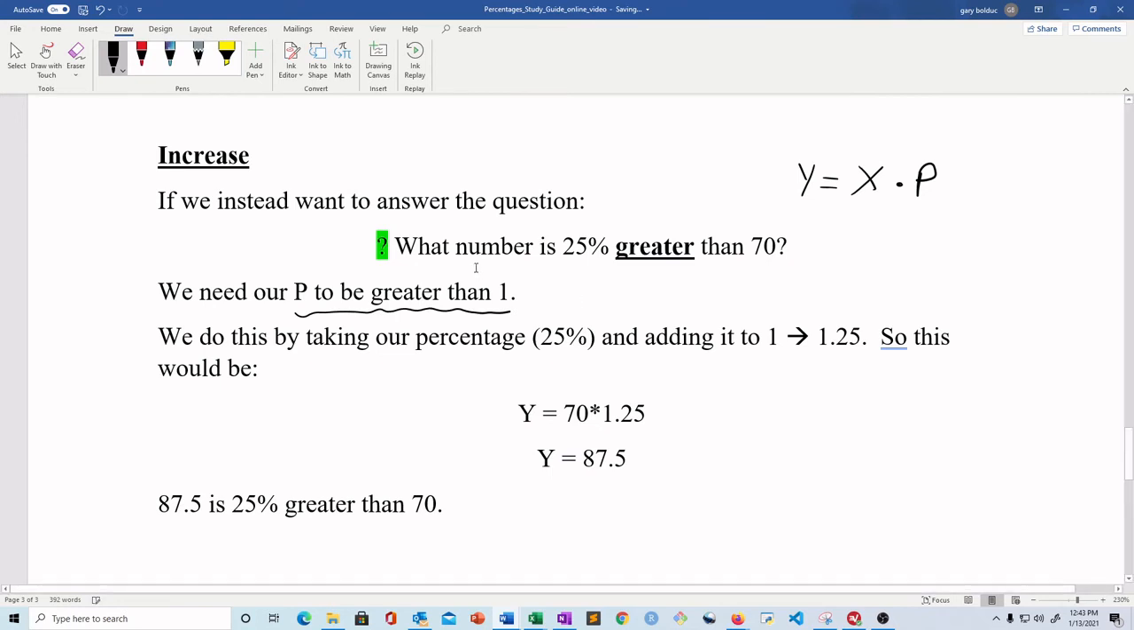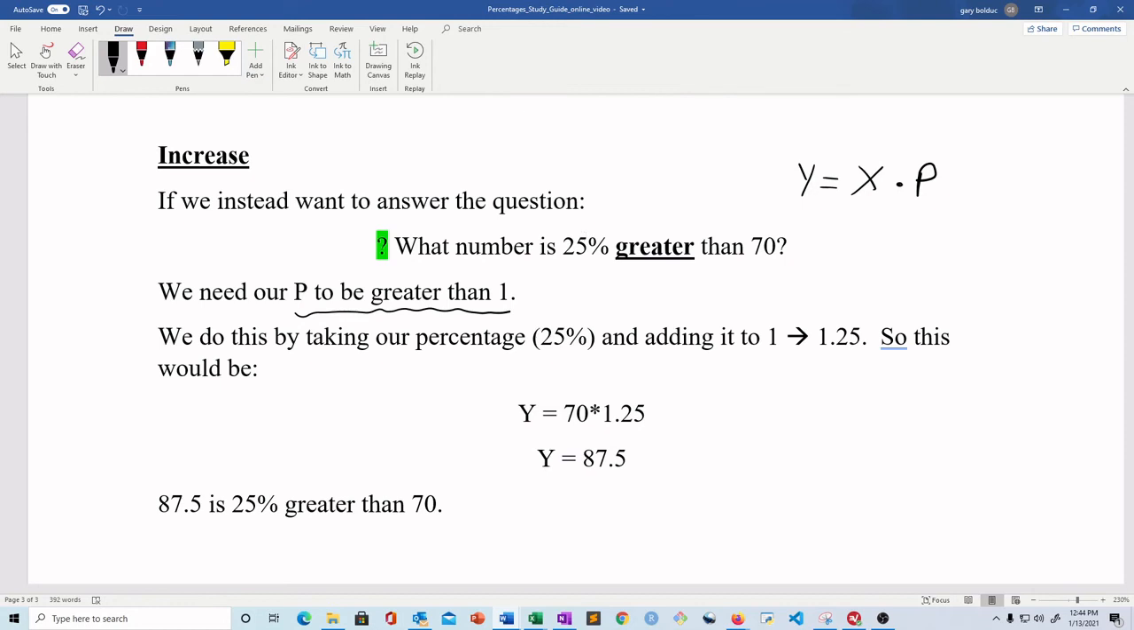Let's just try it. What number is 25% greater than 70? So there's a couple ways to do this. And again, you have your own way. Awesome. Do it that way. One thing you might say is, okay, I can do this in pieces. That's totally fine. How would I do this in pieces?